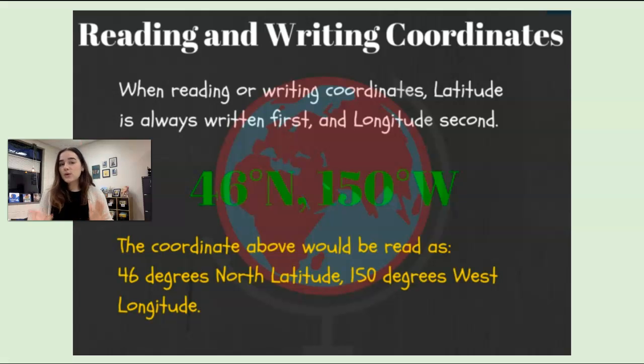When you're reading or writing coordinates, latitude is always written first and longitude is written second. So the coordinate above would be read as 46 degrees north, 150 degrees west. So we know that on the lines of latitude, it's at 46 degrees, and then on the lines of longitude, it's at 150 degrees west.